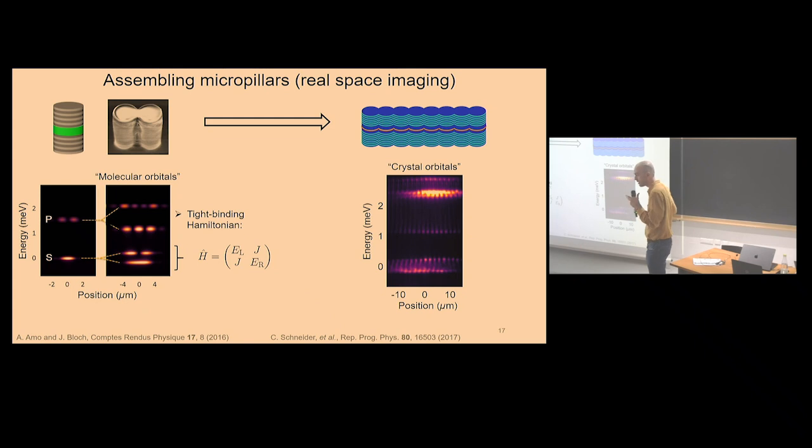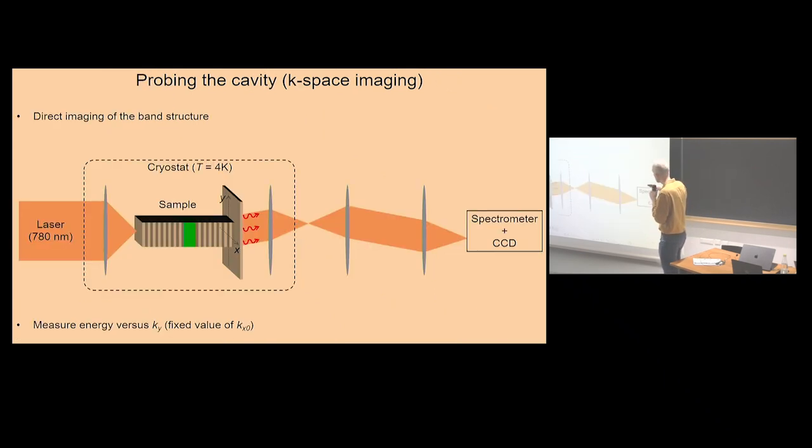So I can scale up the approach and, for instance, fabricate a 1D lattice of coupled pillars, and perform again the same experiment. Due to the coupling between all the neighboring sites like this, what we see is that energy bands are going to appear. So this is again a spectrum. You see all these orbitals hybridize together, and we have an energy band as a function of position. Okay. So this is one way to probe the system.